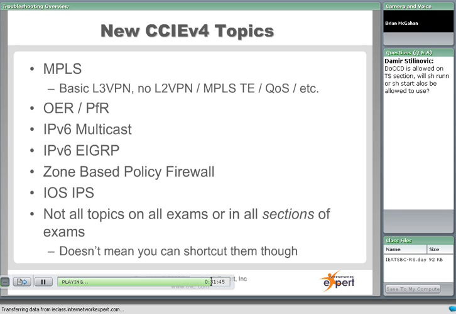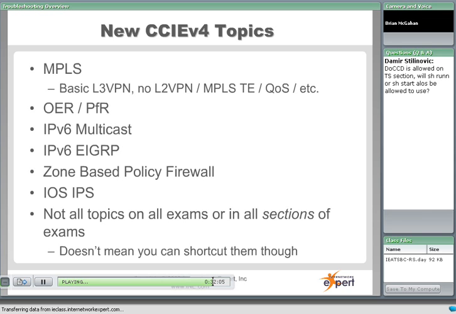But definitely something like IPv6 multicast would not be a large focus of the exam. So again, it's possible that you get this in open-ended questions and not configuration or troubleshooting, because you're not guaranteed all topics in all exams or even in all sections.